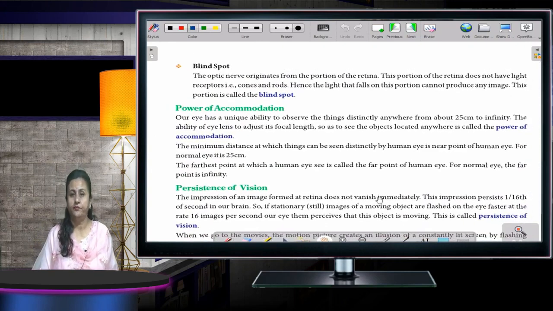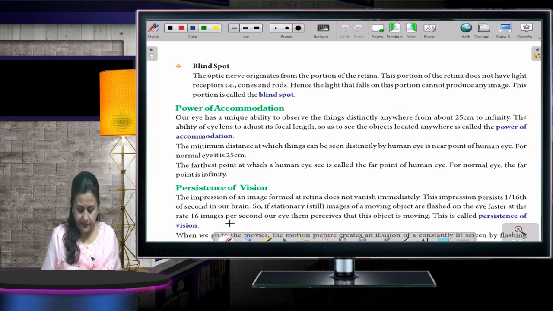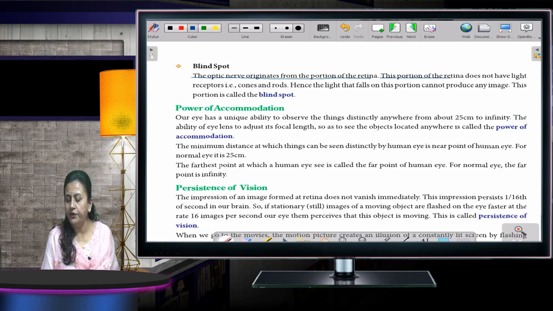Blind spot. Have you ever heard of this word, blind spot? No? Okay, let's start. The optic nerve originates from a portion of the retina. This portion of retina does not have light receptors, that is cones and rods. Hence, the light that falls on the portion cannot produce any image. This portion is called blind spot.